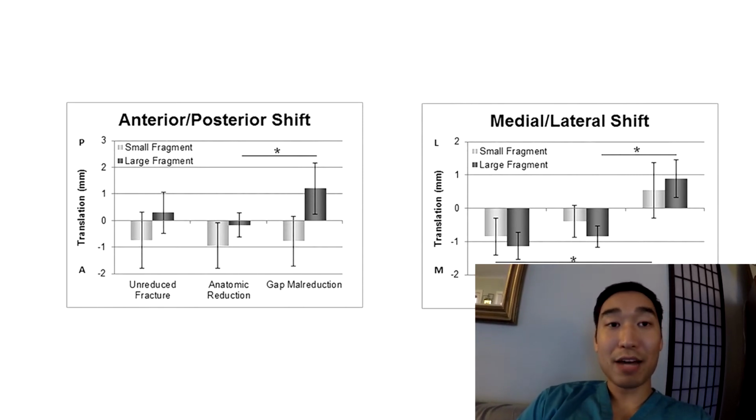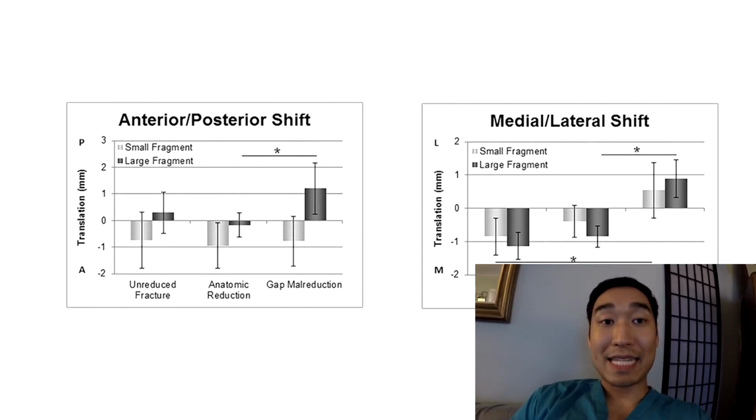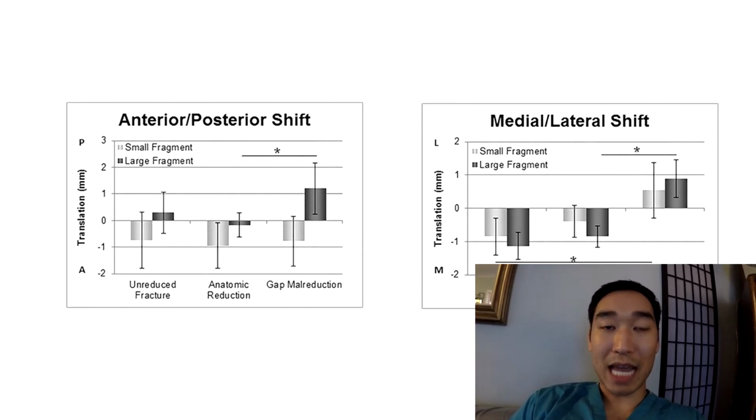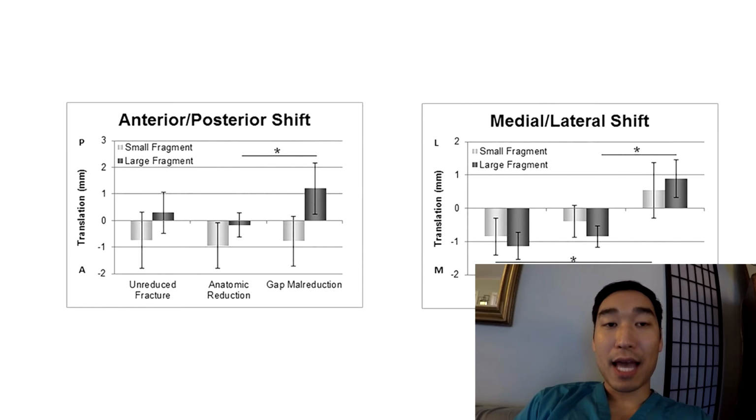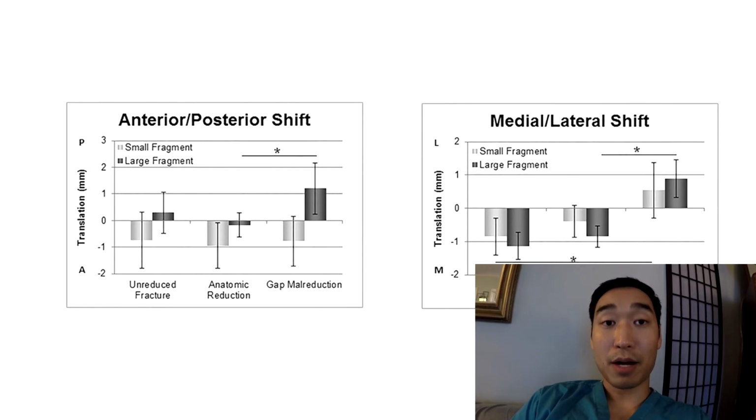Now, for the medial and lateral direction, the fracture fragment size did not matter, but in this case, the type of reduction did matter. Again, the gap mal-reduced posterior malleolus behaved differently than the other two, the non-reduced, non-displaced, and the anatomically reduced posterior malleolus. The first two I mentioned deviated the fibula medially, but for the gap mal reduction, it displaced laterally. So it's just interesting how gap mal reduction behaves differently than the other two ways of fixation, quote unquote.